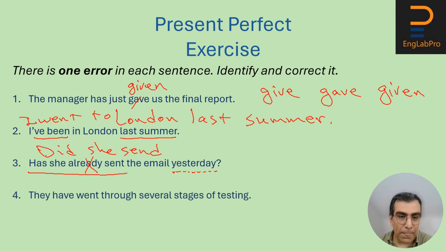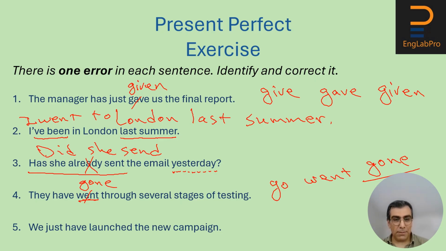Next one. They have went through several stages of testing. What's wrong with this sentence? Again, I'll wait for a while so that you have time to think. Well, they have gone through. If you remember, we had go, went is the past tense, and gone is the past participle.